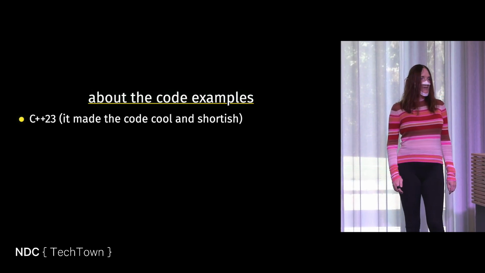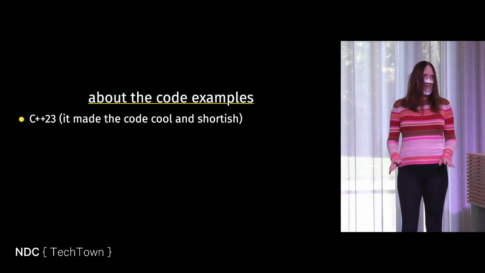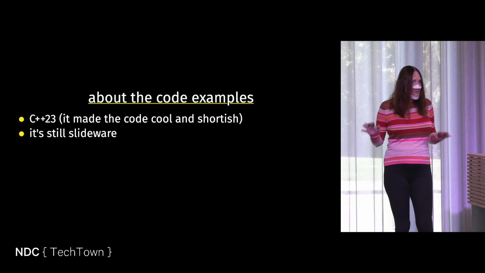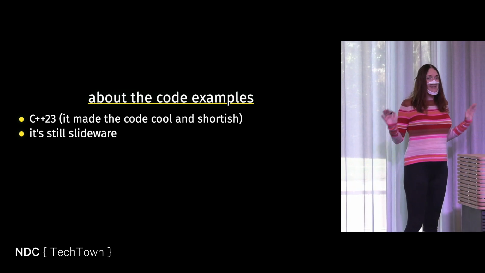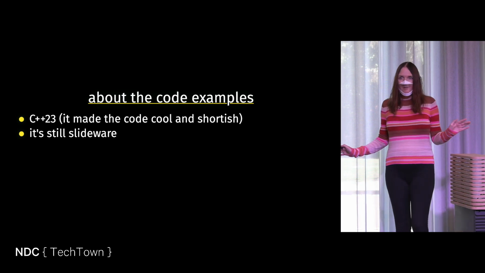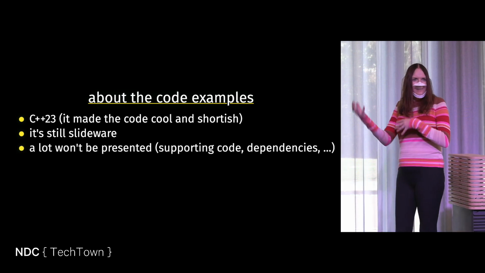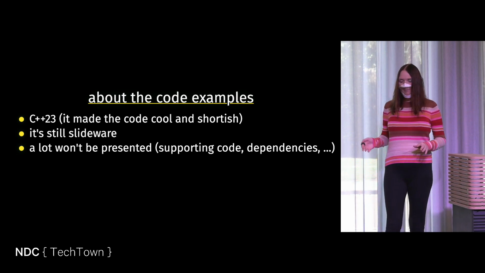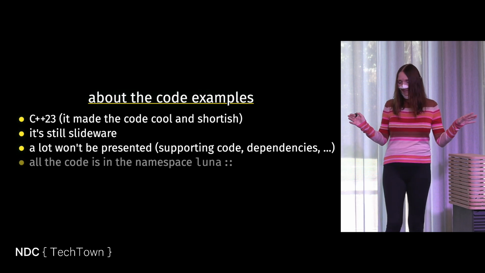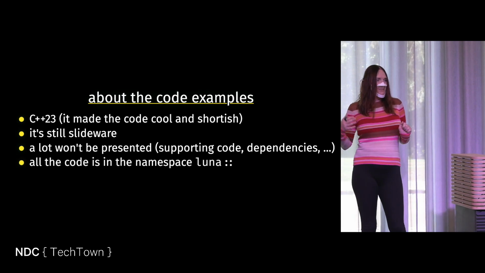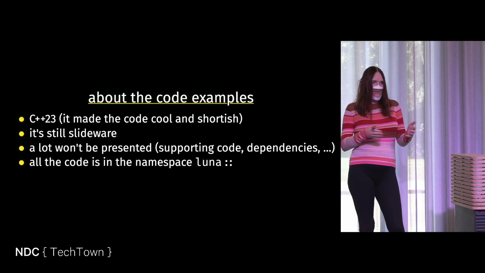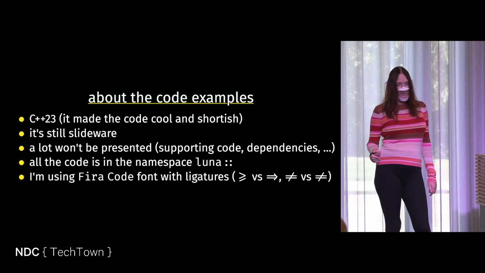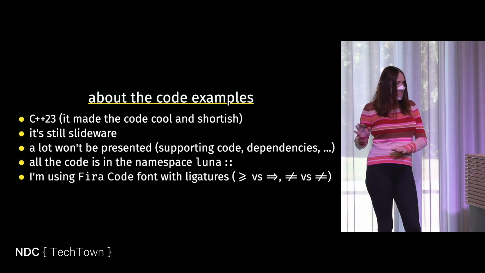Code examples are all C++23 with a few extras. It's slideware, so it's not correct, and there are probably many errors in it. Don't worry. Also, there is a lot of code I won't be presenting, like support code about crypto and whatever, because that would be much bigger. All the code is in namespace luna. It's like Lightning Update. And I'm using Fira Code with ligatures. Don't be scared. It's a nice font. Use it. It's fun.